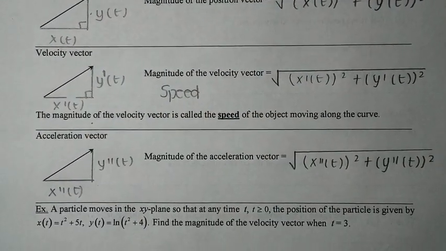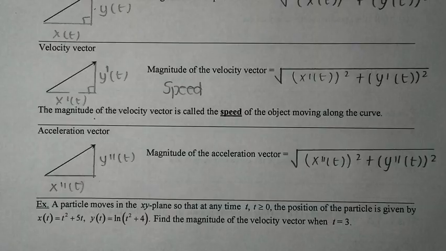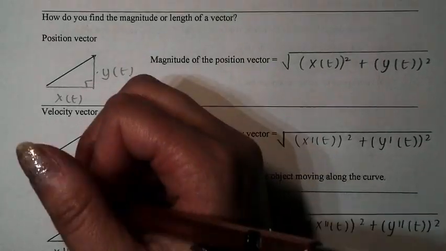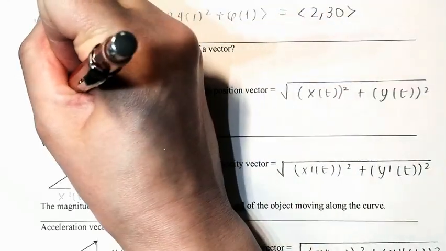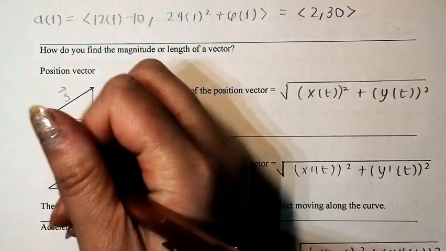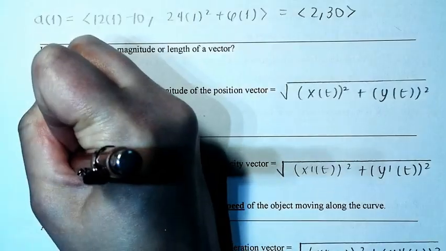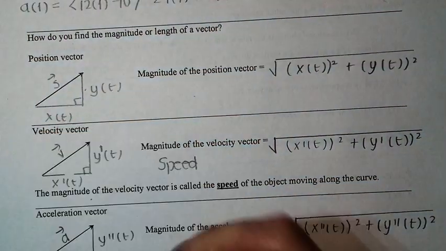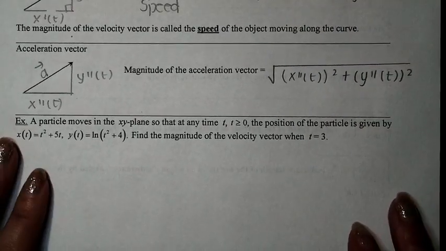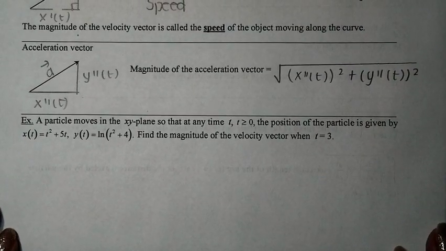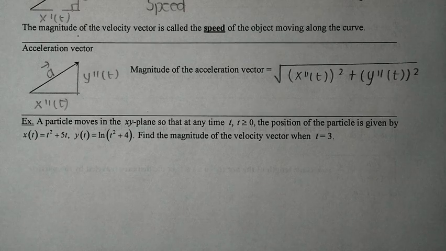So we have here all the magnitudes. In case you are wondering about the notation, the position vector is going to be the vector s, this is going to be the vector v, and this is going to be the acceleration vector. Let's do this example so you can see that it's pretty straightforward to apply these formulas.